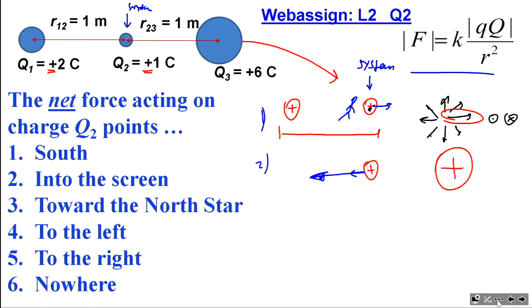Why? Well, because the distance in this situation doesn't matter because it's the same for each pair of charges. Only the magnitude of each charge matters, and this charge is much stronger than that one, so it exerts a stronger force. Now, step number 3, net force.